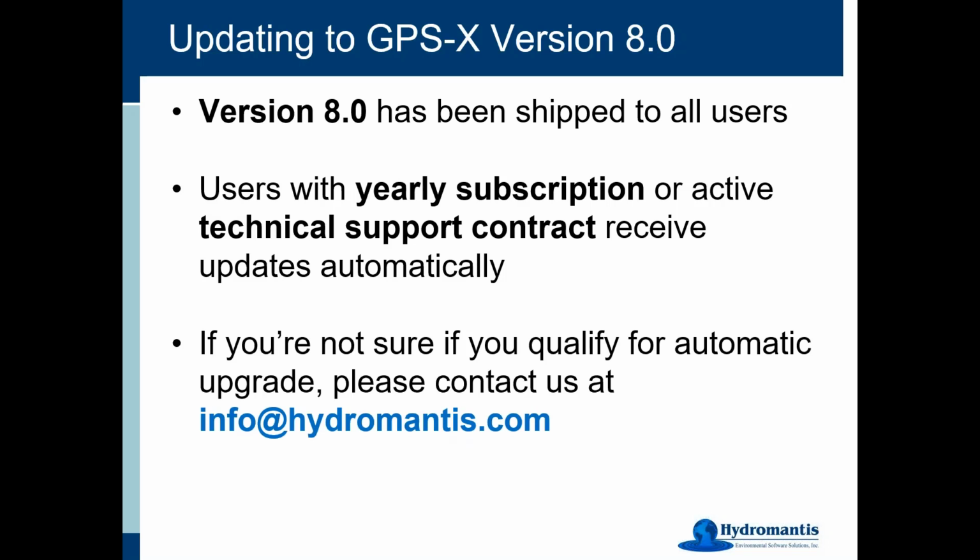If you are not sure if you qualify for an automatic upgrade to the new version, or if you had been expecting to receive it and you have not heard from us yet, please email us at info@hydromantis.com. That will come to our group here that handles all of the licensing and so on, and they will make sure that you've got the version of the software that you were expecting to get.